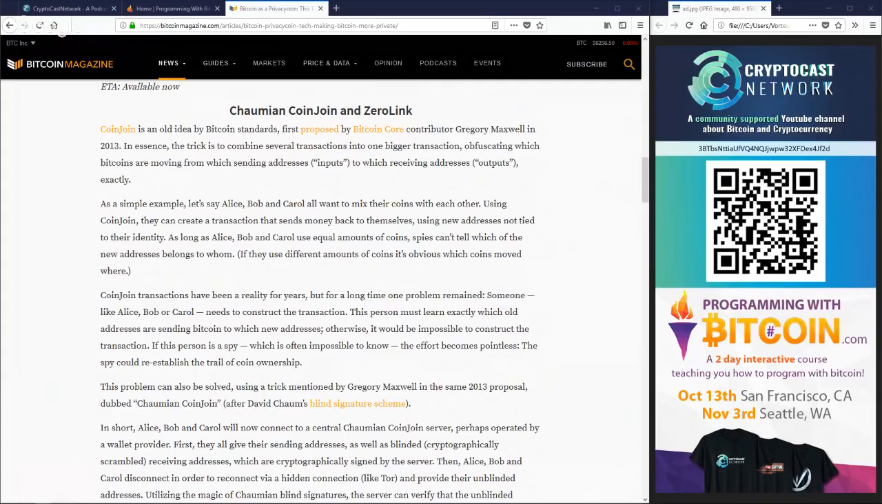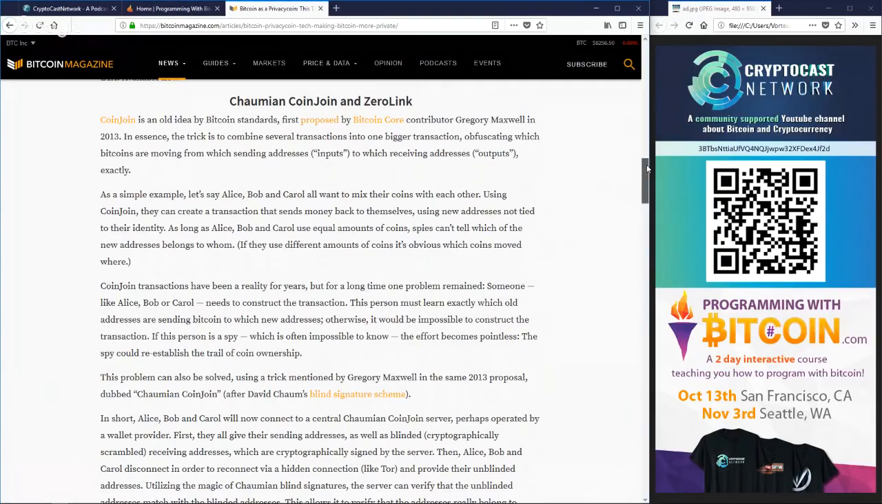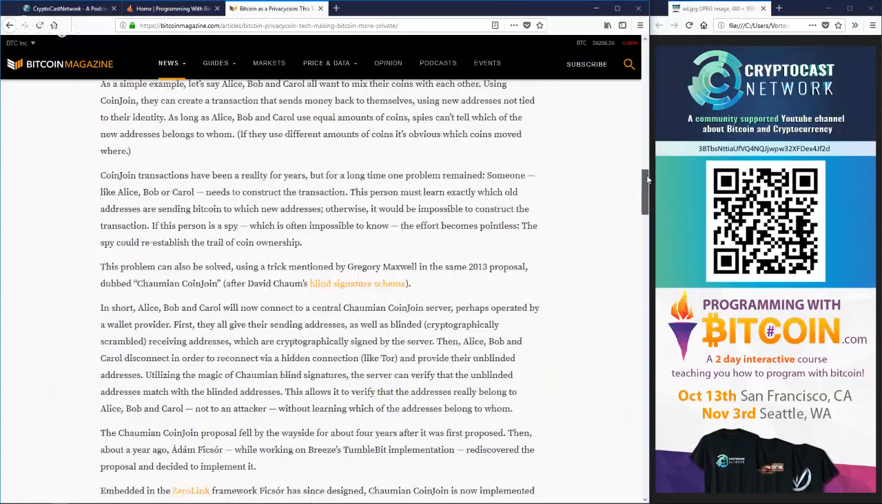Well, it's mostly Wasabi wallet. This is the wallet recently released in beta by Adam Fiskor. But it's still in beta, so you still have to use the command line, and it's not really something you can download on your Android phone yet. But it is being used.